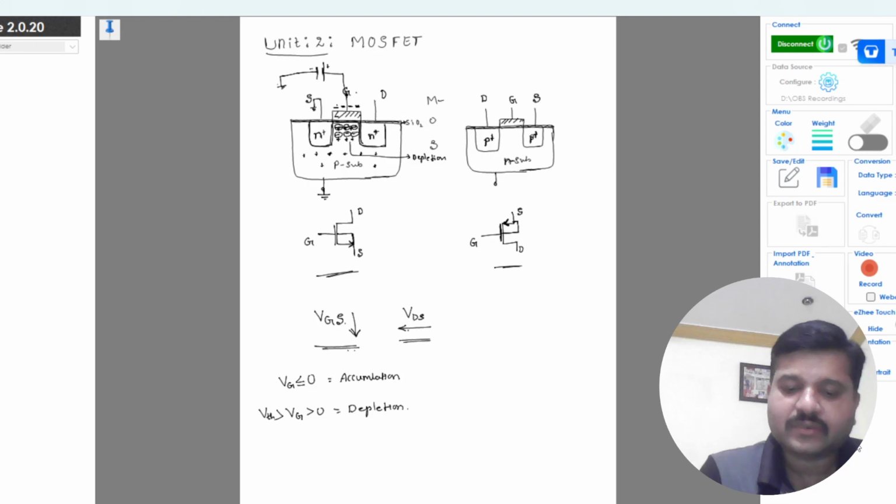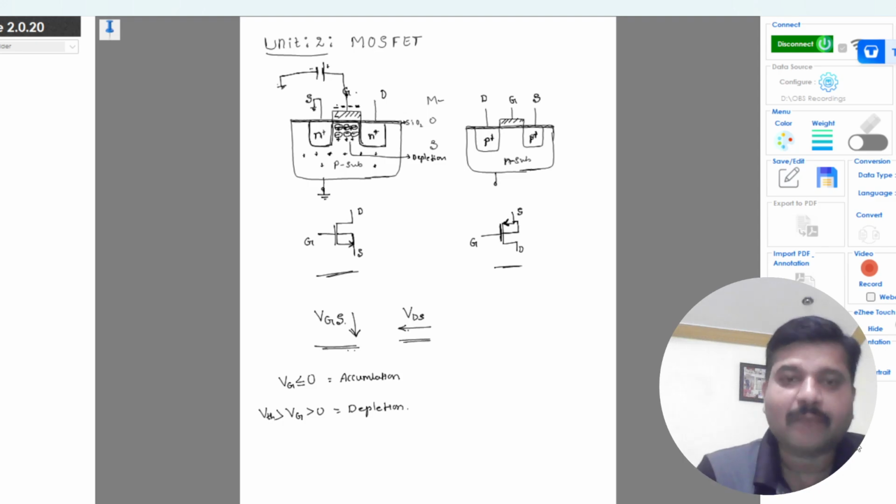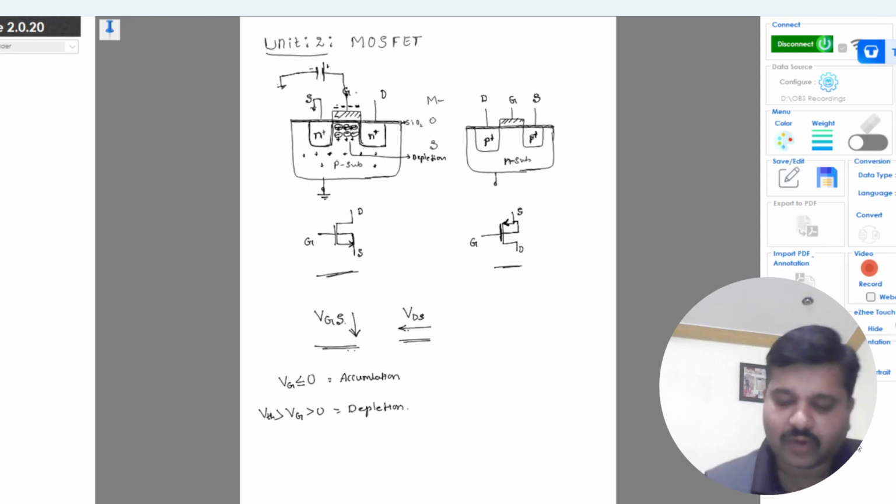But what happens here, because of less potential, that is less than threshold voltage, these are immobile ions. They don't have enough strength to cross the barrier potential, and because of no movement of electrons or ions, there will be no current in this region.